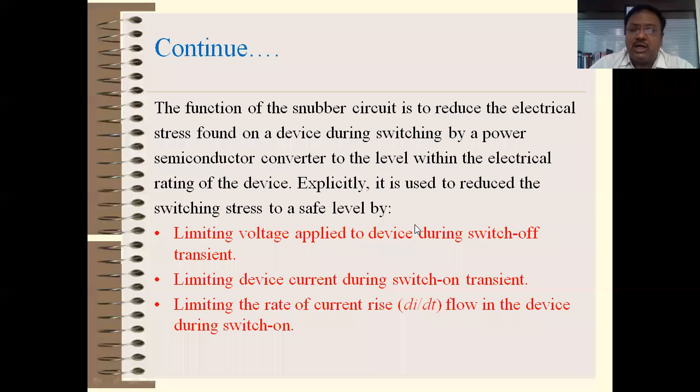So when you turn on or turn off the switch, at that time high voltage transients or pulses are generated, and that may appear across the device or load, and the device or load may be damaged. Then limiting device current during switch on transient. When you turn on your device, at that time a high current will pass through the device. So again, the device may get damaged due to that high current. So we have to protect our device from any high current transients, by limiting the current rise, di by dt, in the device during switch on.